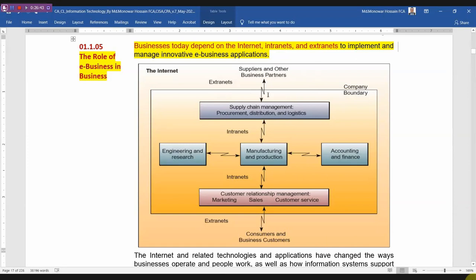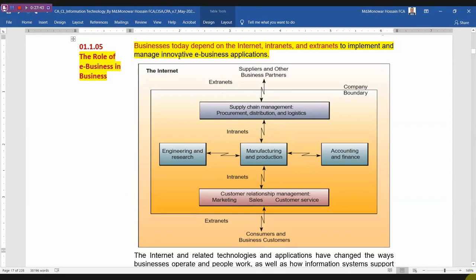And look here, this supply chain management depends on suppliers and other business partners, because we need the material for production. That material comes from our creditors also, that means our suppliers. This communication takes place through the extranet, outside the boundary of the organization. In the same way, customers and business customers also communicate with customer relationship management through the extranet, outside the boundary of the organization. And look here, overall it is within the internet. So here, clearly defined, this is the company's boundary, communicating within the organization through the intranet, communicating outside the organization with the extranet, and overall through the internet.